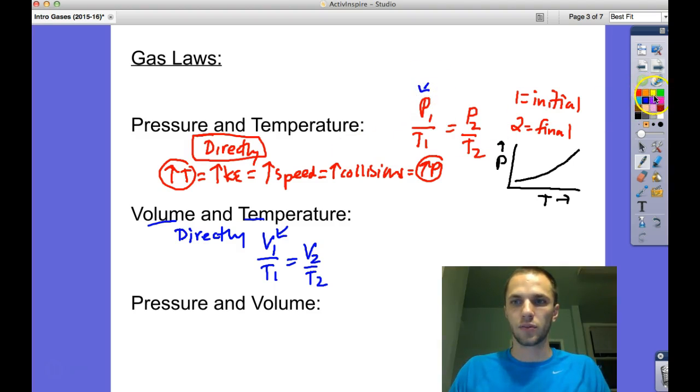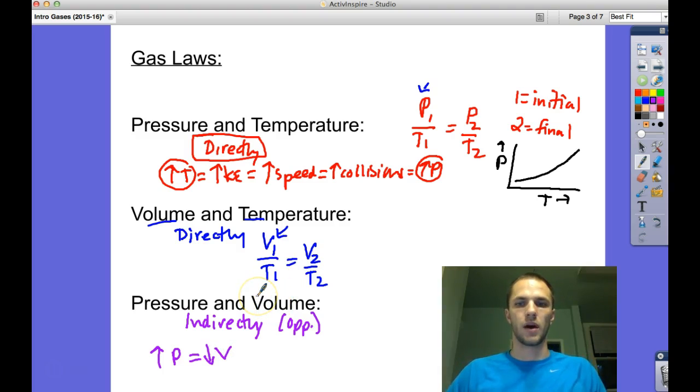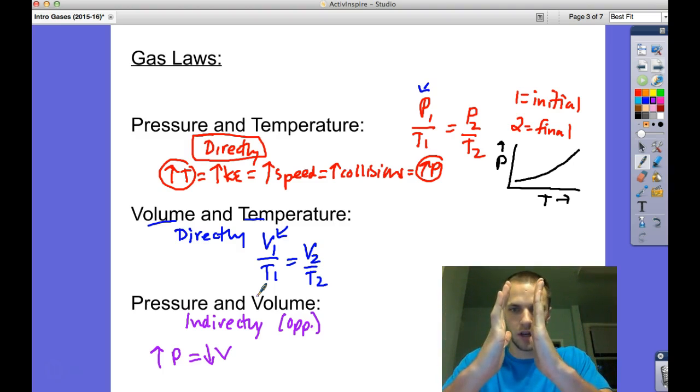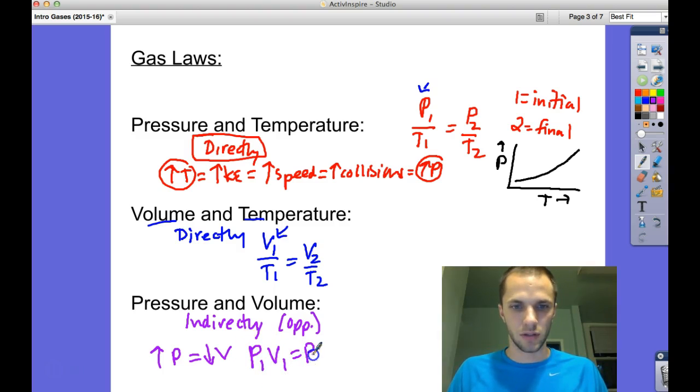And lastly, pressure and volume are indirectly related, which means they go in opposite directions. If you increase the pressure of a gas, that's going to decrease its volume. Think about a syringe. If you push on a syringe with more pressure, the volume shrinks. It gets smaller. So the way that would be quantitatively written is P1 times V1 equals P2 times V2.